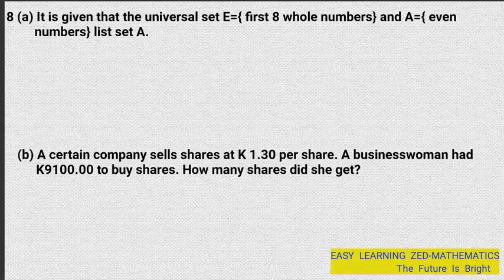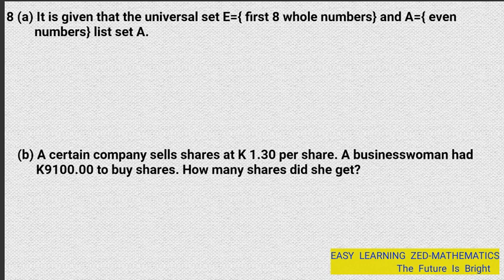So there was question 8a and question 8b. Question 8a reads as follows. It is given that the universal set E is equal to the first 8 whole numbers and set A is equal to even numbers. Okay, so first you need to understand what whole numbers are and what even numbers are.